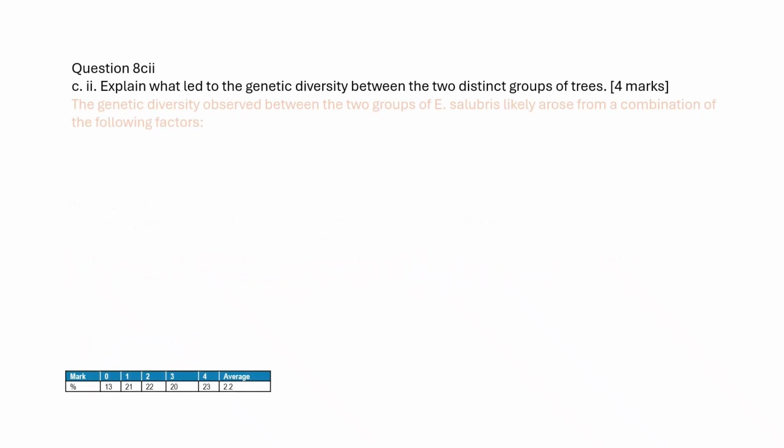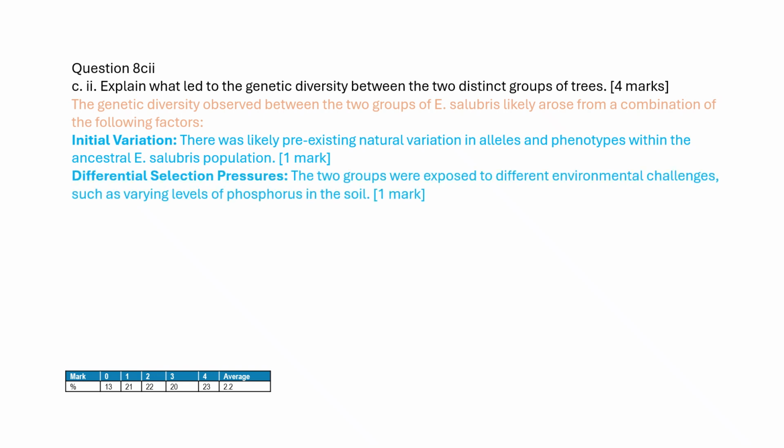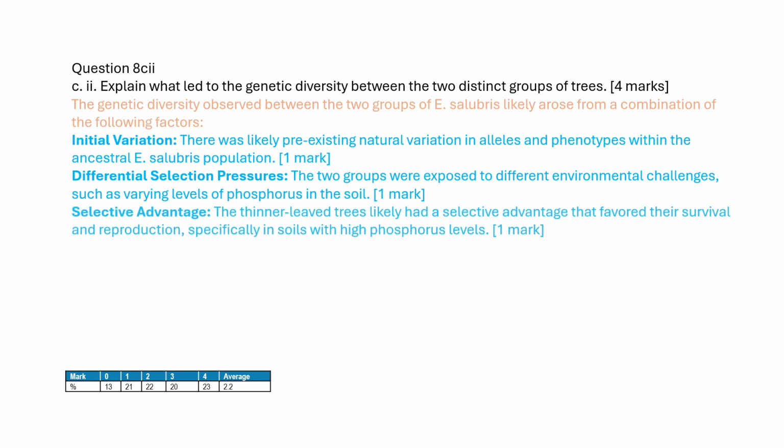The genetic diversity observed between the two groups of E. salubris likely arose from a combination of the following factors. Initial variation. There was likely pre-existing natural variation in alleles and phenotypes within the ancestral E. salubris population. Differential selection pressures. The two groups were exposed to different environmental challenges, such as varying levels of phosphorus in the soil. Selective advantage. The thinner-leaved trees likely had a selective advantage that favored their survival and reproduction, specifically in soils with high phosphorus levels.